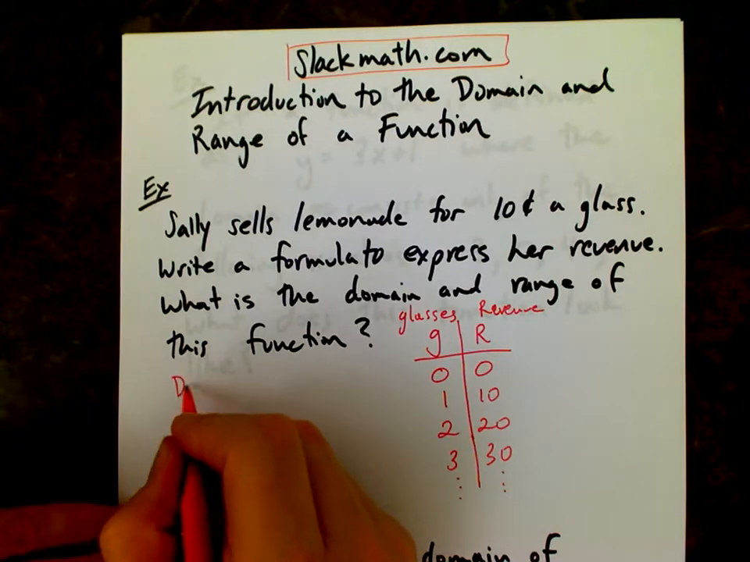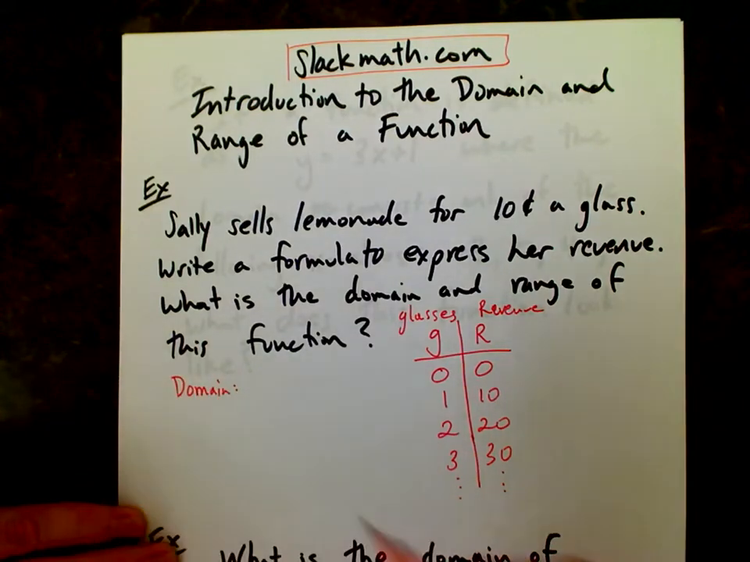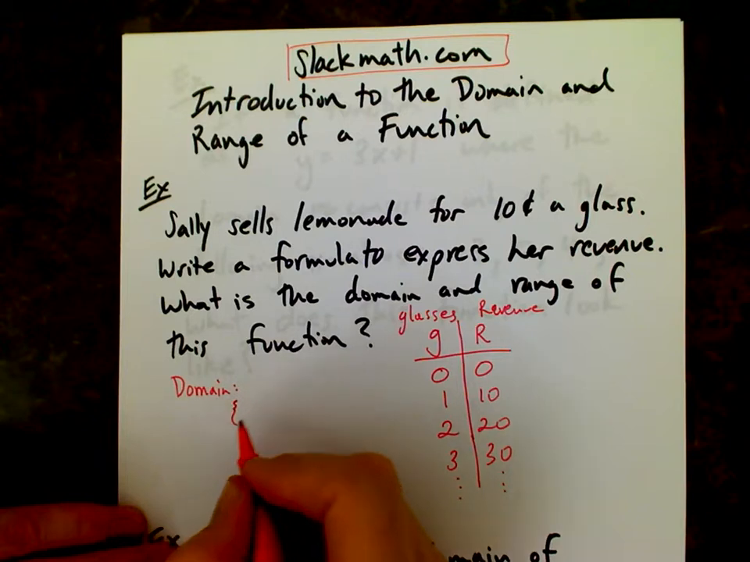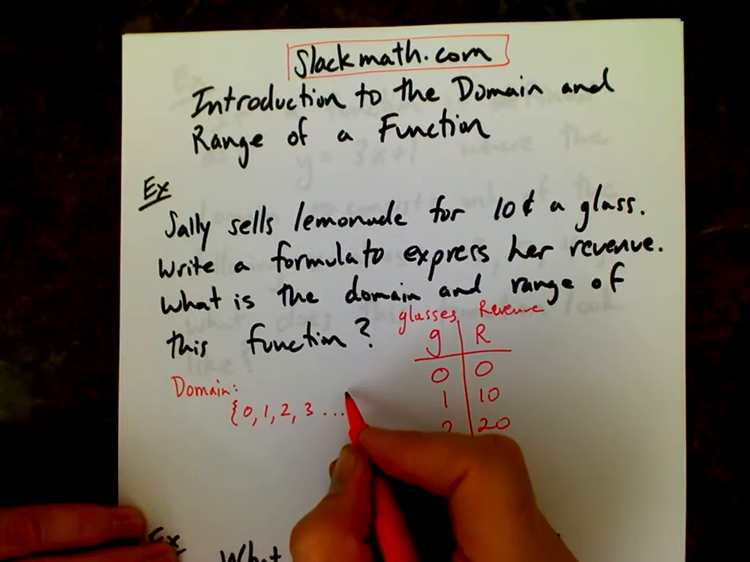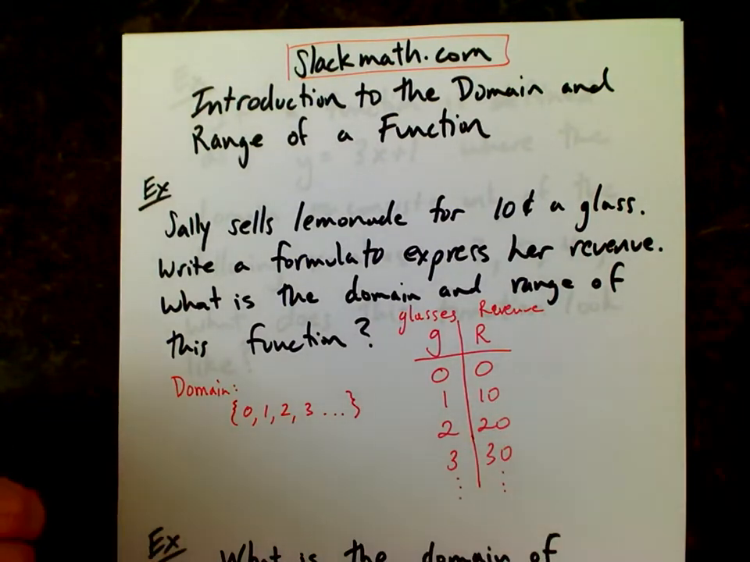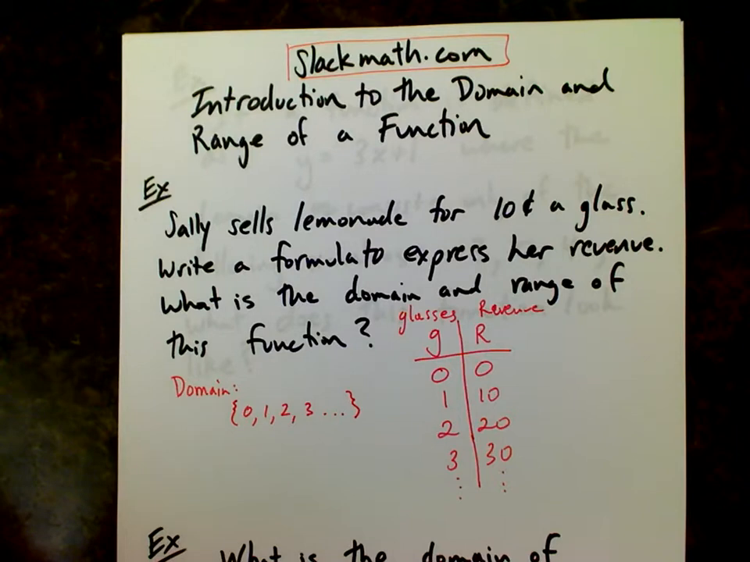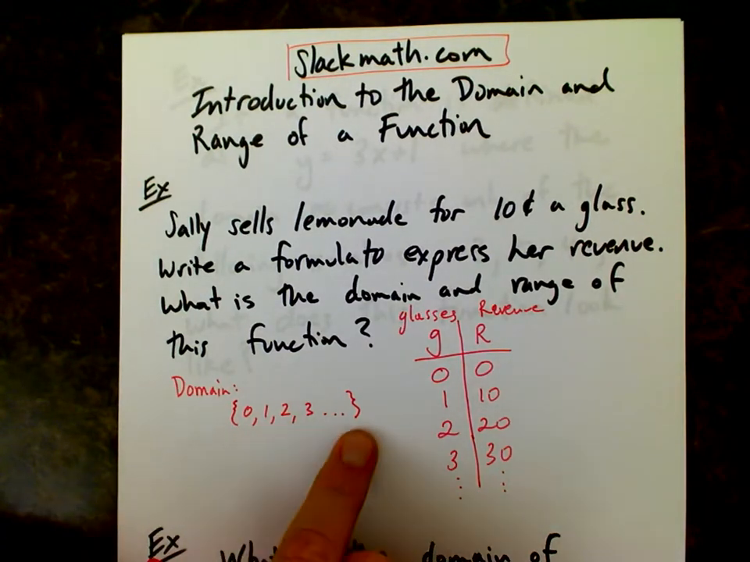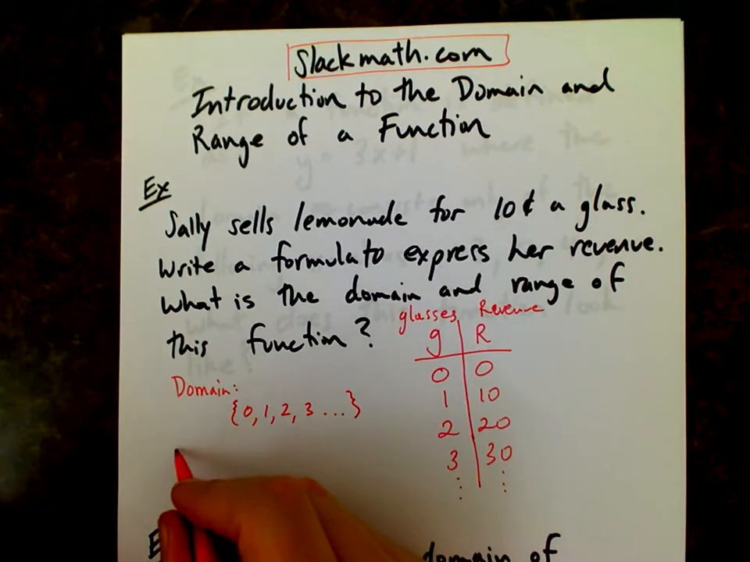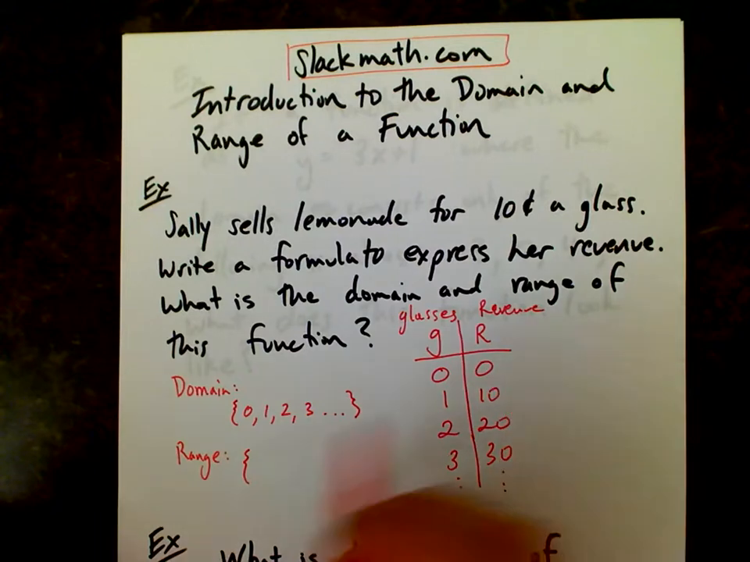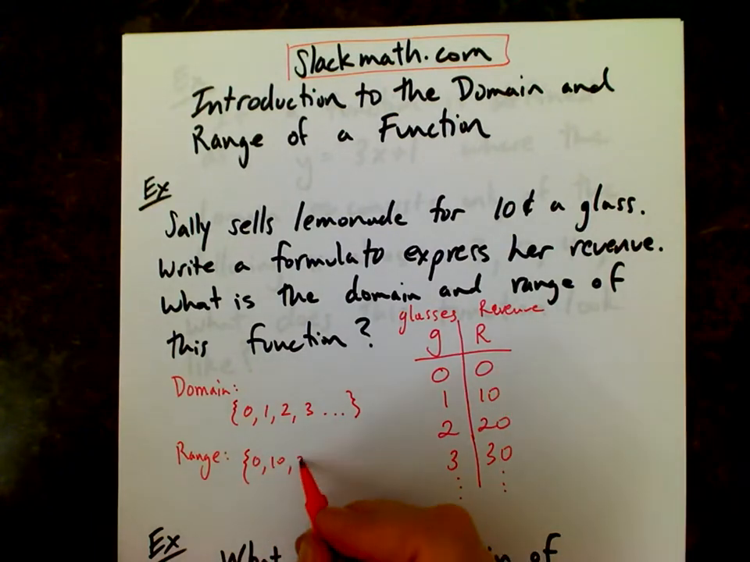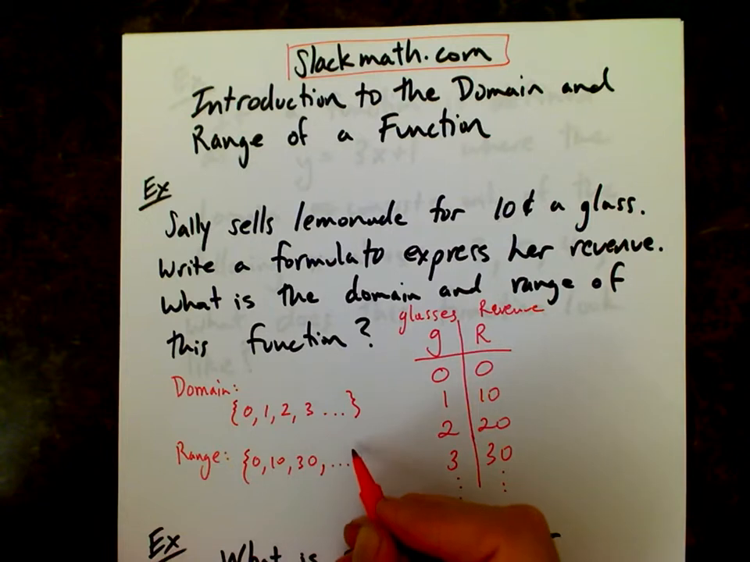The domain of this function is 0, 1, 2, 3. These are how many glasses she could sell. Now we're making some assumptions. She's not going to sell half glasses or 3/4 full glasses. She's not going to sell negative glasses of lemonade. So basically the whole numbers is the domain. Now the range, well, this is going to be 0, 10, 20, 30, and so on.